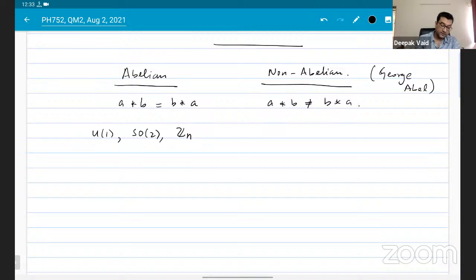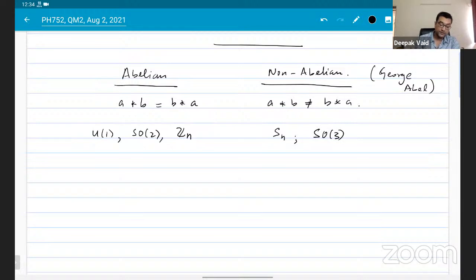this thing, Sn, right? Because two permutations depend on the order in which you apply those permutations. You won't get the same third permutation; it depends on the order in which you apply the first.